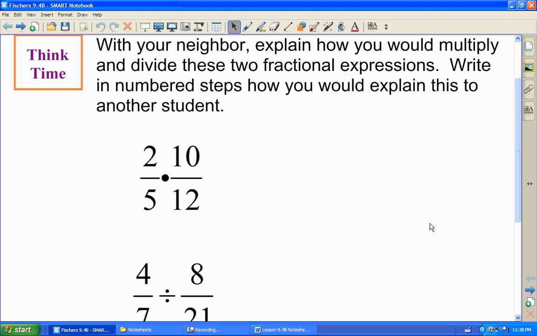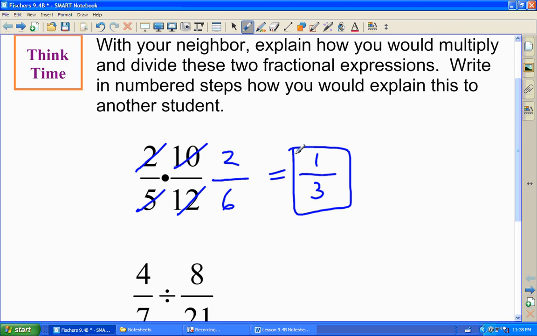Okay, hope you're done with that, and I hope that you wrote down something about canceling or cross-canceling with these expressions, because you certainly can cancel the 2 into the 12 and put a 6 here. You can cancel the 5 into the 10 and put a 2 there. And now that you've got this 2 and the 6, you can cancel the 2 and the 6 and reduce it to 1/3. That's the easiest way, I think, to reduce that whole fraction there.